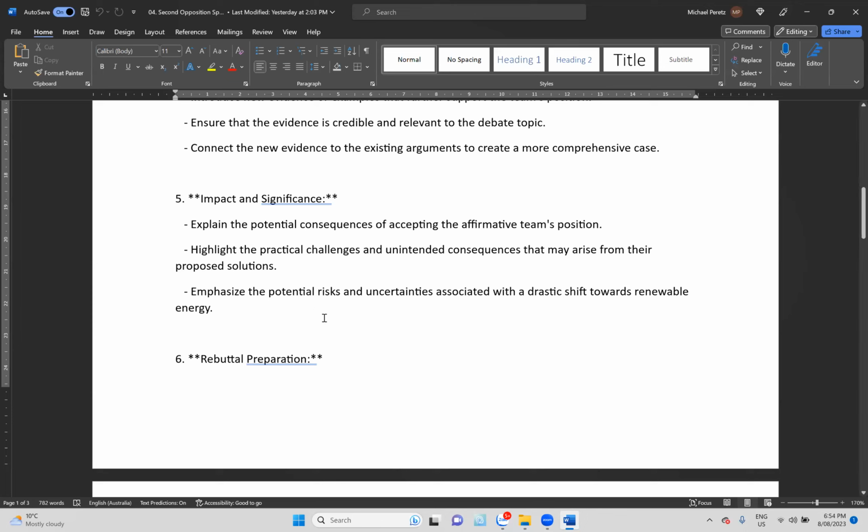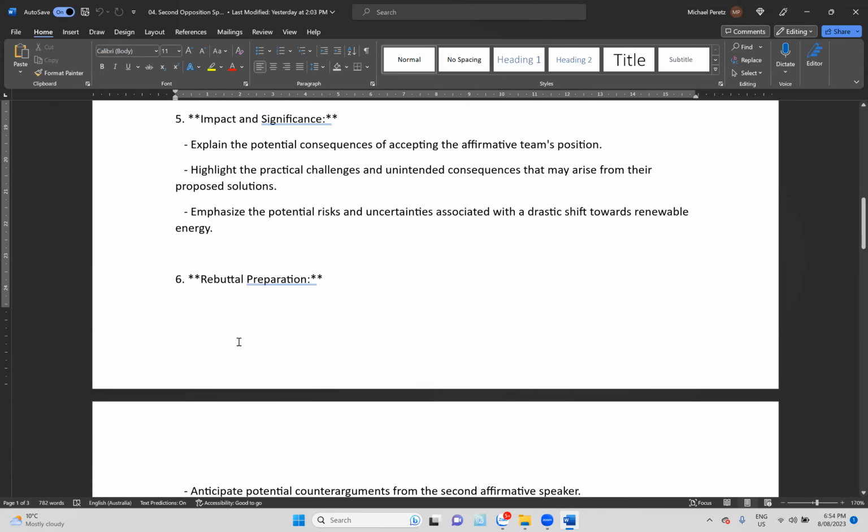And finally, we want to bring attention to any risks or uncertainties associated with believing their motion. So what are the things we don't know about that we should consider? And what are the risks? What are the things that could go wrong?